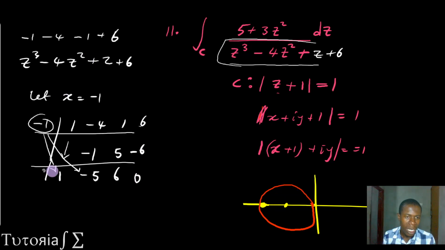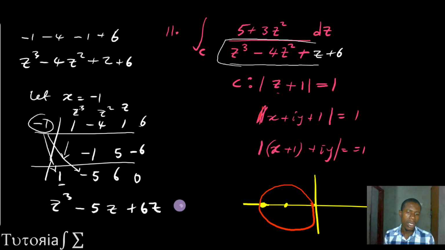So now we can write the variable with this. This is associated with z to the power 3, z to the power 2, z to the 1 and the constant. So for z to the power 3, we have 1 as a coefficient. For z to the power 2, we have -5 as a coefficient. So that is -5z squared and plus 6z. Then this is just 0.